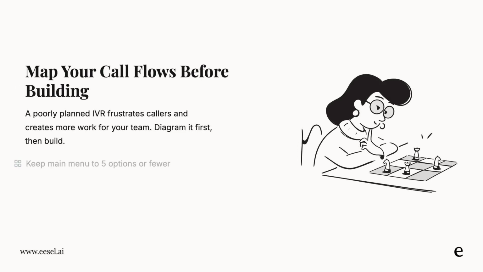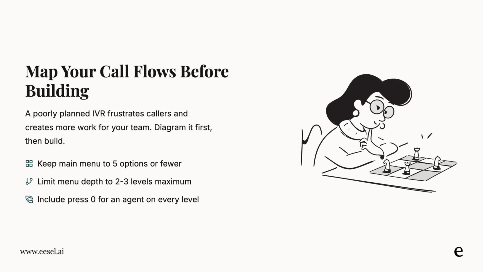Do not start configuring until you have mapped your call flows on paper. Keep your main menu to 5 options or fewer. Limit depth to 2 or 3 levels maximum, and always include a press 0 for an agent escape route on every menu level.